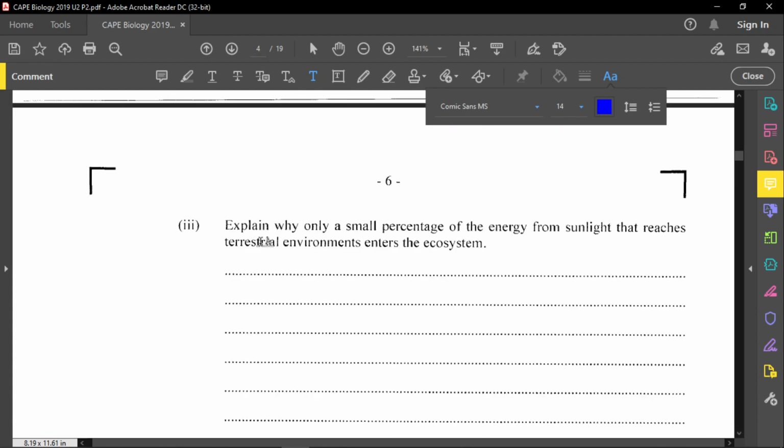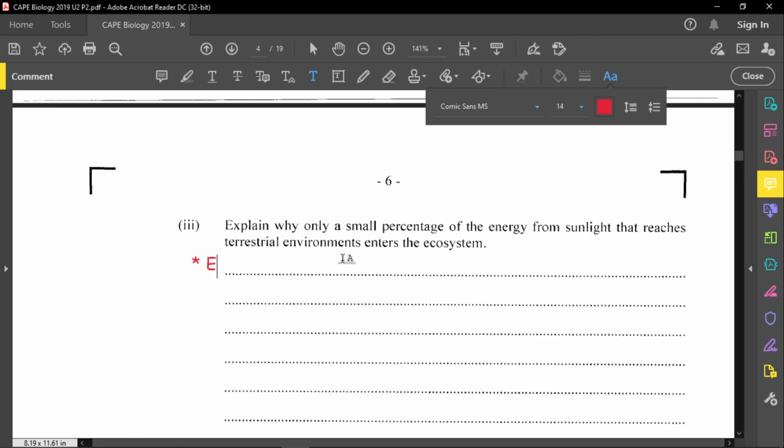The other question here reads: explain why only a small percentage of energy from sunlight that reaches a terrestrial environment enters the ecosystem. All right, the first thing I want to point out, and this is just to give you some extra information here, is that there are certain things that you need to associate with ecosystems when it relates to energy. So once you hear about energy and ecosystems, there are three things you must consider. And this will assist us in answering the question.